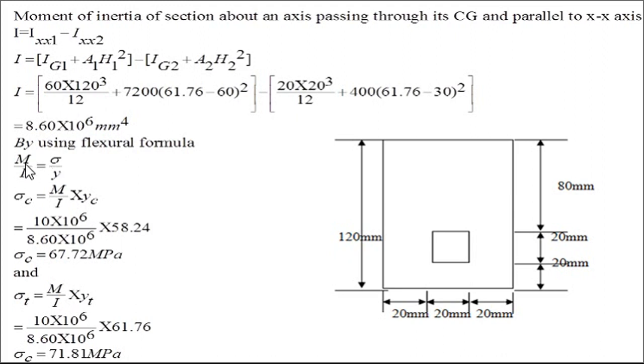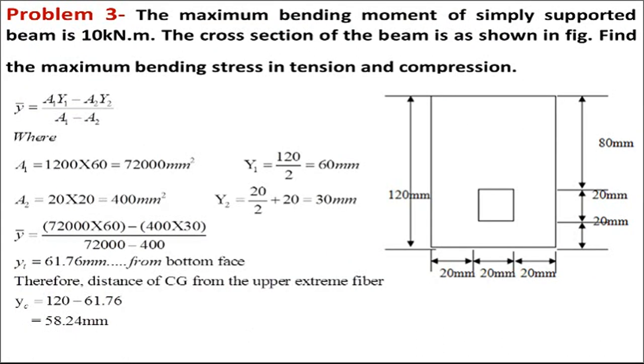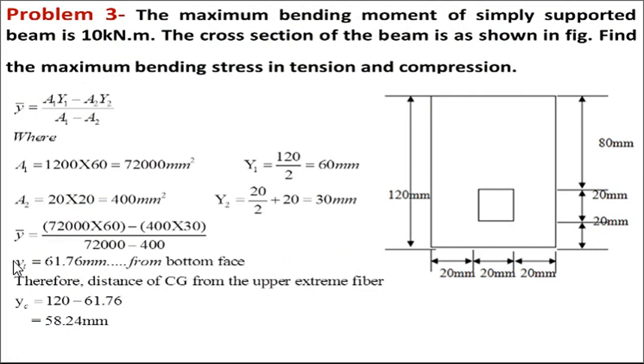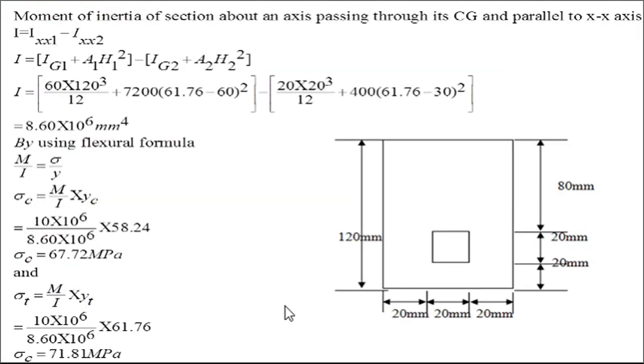Why did we do this calculation? Because in the flexure equation we have M upon I equal to sigma by y, and this entire practice is to find y bar, to find I. For what purpose did we do this? To know the value of I. If you want to calculate I, you must know y bar, and to know the position of the neutral axis you should know y bar from the bottom, that is yt and yc. To calculate that, we should do the calculation like this.